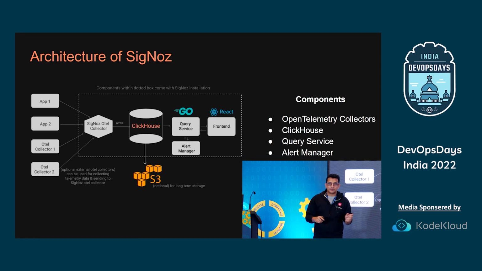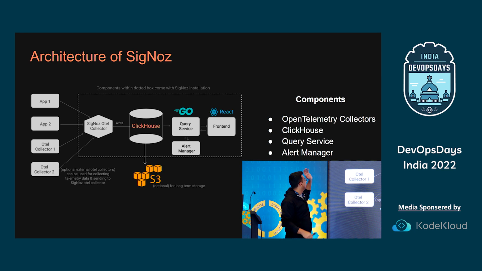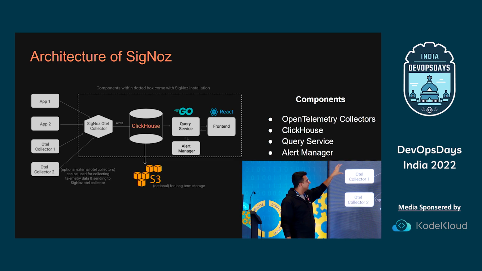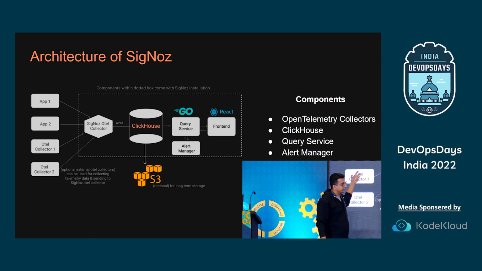So this is the architecture of SigNoz right now, how it looks. You have multiple applications, 1, 2, 3, and even OpenTelemetry collector agents can be on your left-hand side. The applications send data to OTel, and the OTel collector will send data to SigNoz, and SigNoz has an OpenTelemetry collector that can receive the data. The OpenTelemetry collector is horizontally scalable to ingest the load that you're sending. It will write to ClickHouse. ClickHouse has tiered storage to send data to S3.